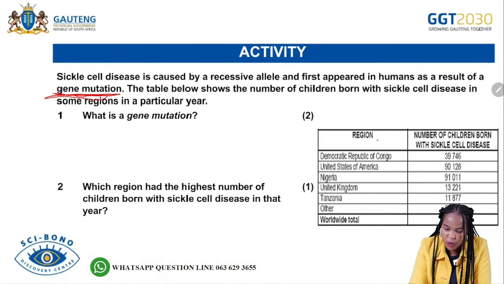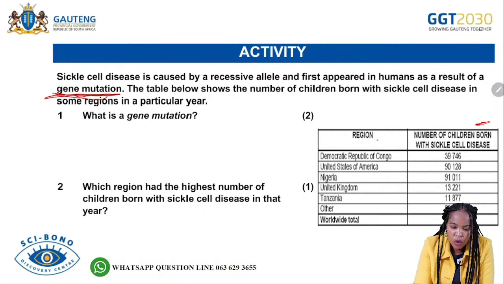We see the region, we have the Democratic Republic of Congo, US, Nigeria, UK, Tanzania, and other, and then you have your total. Now, these here are the number of children born with sickle cell disease. So we have studied our table now. Let's go look at the question now. What is gene mutation? I am actually going to give you 1 minute to come up with a definition for this. Please put your answers on WhatsApp.